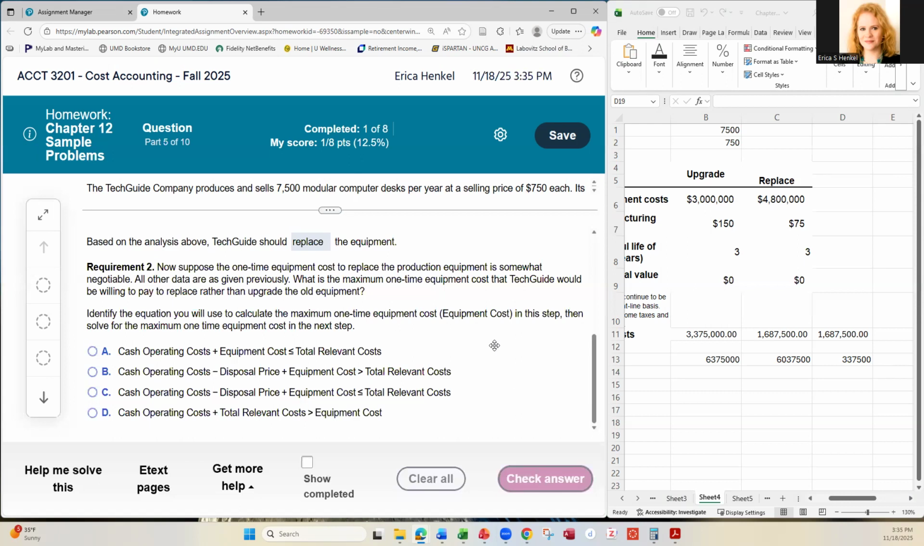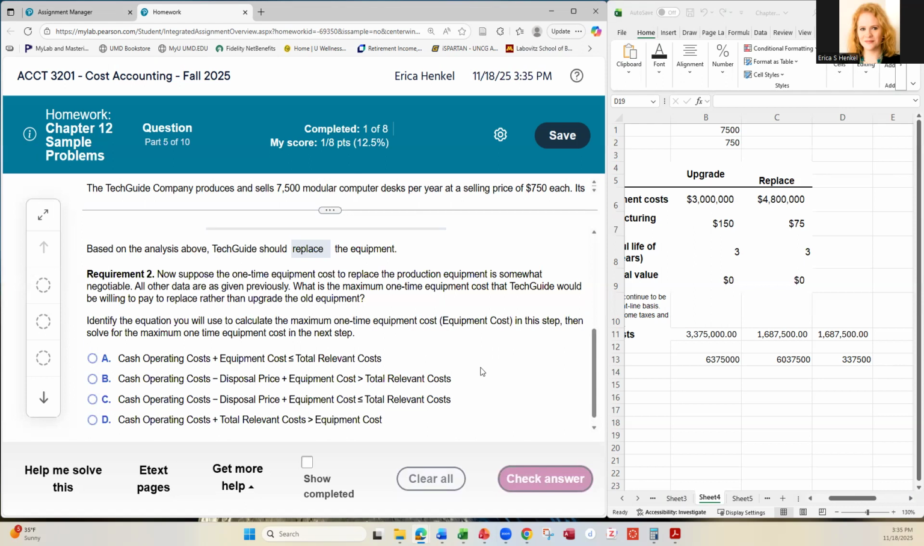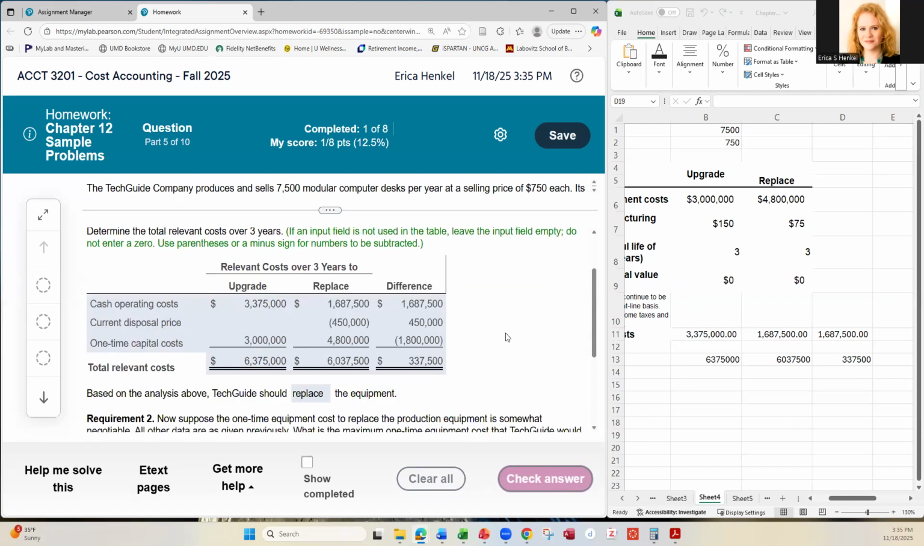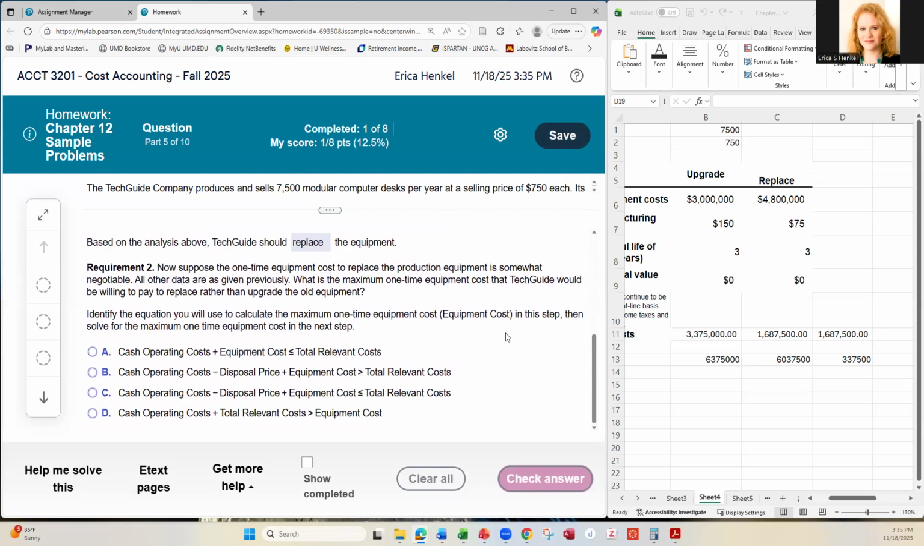upgrade? Well, basically what we're doing here is we want the cash cost minus the cash operating costs net of the disposal price, and added to the one-time capital costs. So add the actual costs, subtract the offset from selling off the equipment, and that needs to be less than or equal to the relevant costs here. So that's going to be right there, that one.